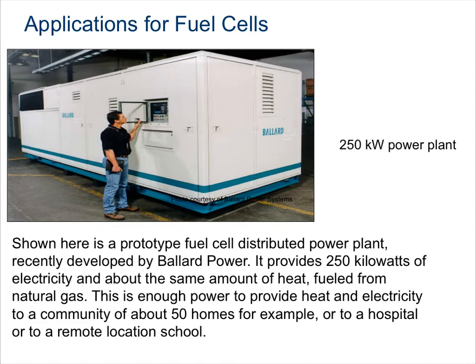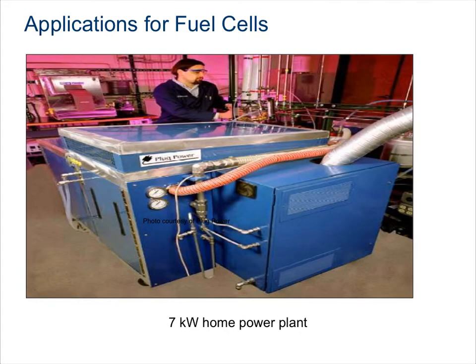Shown here is a prototype fuel cell distributed power plant, recently developed by Ballard Power. It provides 250 kilowatts of electricity and about the same amount of heat, fueled from natural gas. This is enough power to provide heat and electricity to a community of about 50 homes, for example, or to a hospital or even a remote location school. Fuel cell power plants are also being developed by several manufacturers to provide electricity and heat to a single-family home. Fueled by either natural gas or propane, these fuel cell power plants will be able to power a modern home.